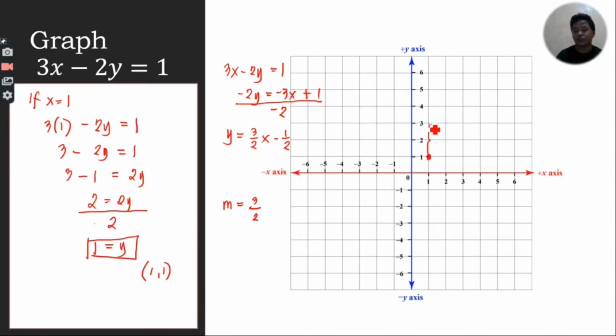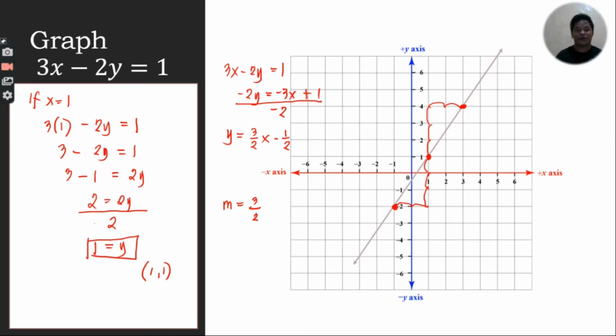1, 2, 3, and 2 units to the right. So, ito po yung ating another point, or you can find a point below here. So, 3 units downward. 1, 2, 3, and 2 units to the left. 1, 2. So, here is another point. And if we're going to sketch the graph, here it is.